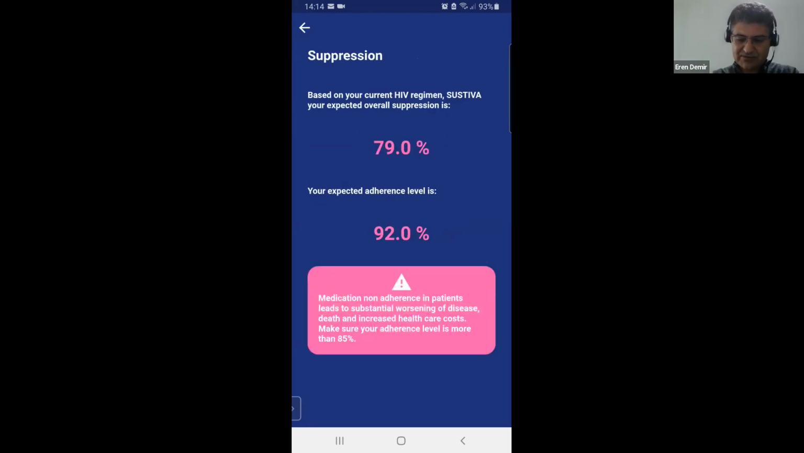Suppression. This is communicating with our suppression database, which has all the suppression-related data for all the medications, and which is communicating with our SmartHIV clinician, which I'm going to show you. So with SmartHIV, my expected overall suppression is 79%. I should be adhering 92% of the time, but I'm not. I'm well below that, I'm on 40%. So there's a bit of a warning there. We're trying to self-educate the client here about their medication and what the expected level of adherence should be.